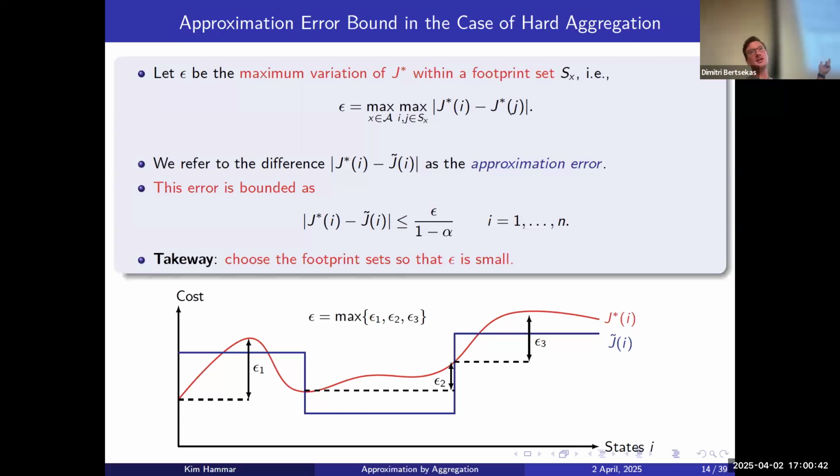If you knew J star from the beginning, it would be a lot easier, of course, then you could just fit it. But in general, it's quite hard to give a general principle for how to design your aggregation probabilities to make epsilon small. It's going to be quite problem specific, but often you have some intuition about your problem and the cost, and you can see in which states the cost varies a lot. Then you probably want to make sure that those are in different footprint sets, because then the cost can vary a lot within them. You try to design your aggregation based on that principle to make epsilon small.